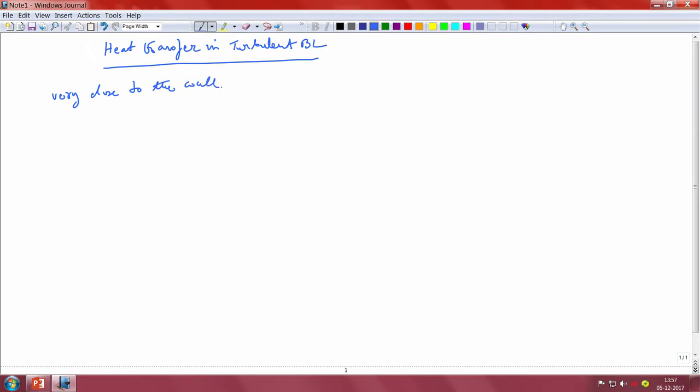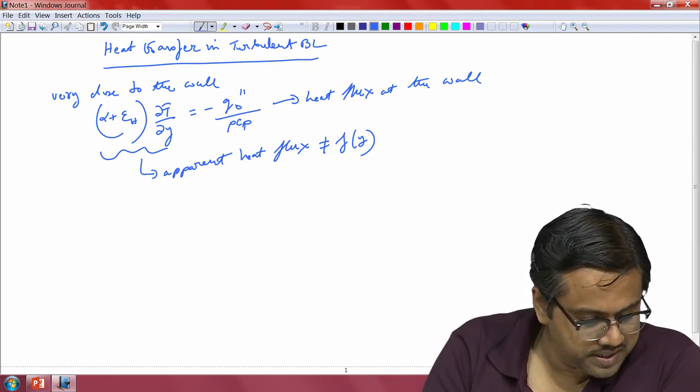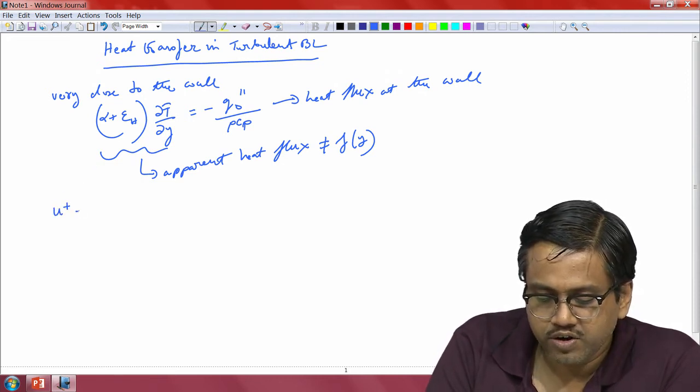So, we have already said that very close to the wall, remember we already started doing this, (alpha plus epsilon h) dT/dy equals minus q naught double prime over rho Cp. So, this is the heat flux at the wall. This we have done by neglecting the convection effect, very close to the wall. This is what we said was the apparent heat flux, which is not a function of y, similar to our apparent shear stress assumption. So, once again we did the same thing. You define the non-dimensional quantities.